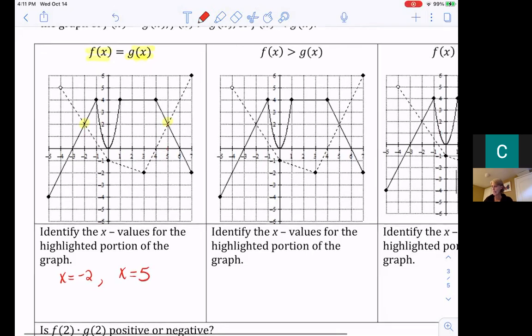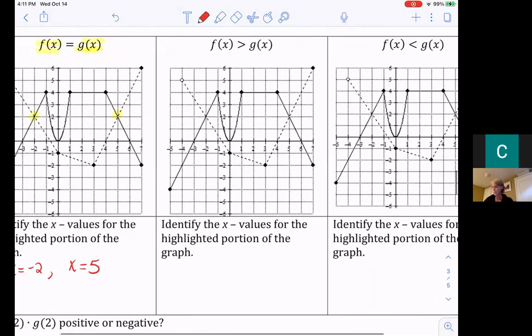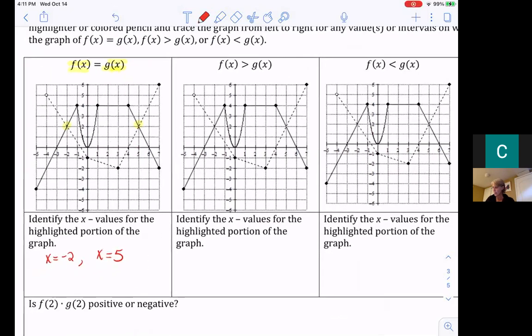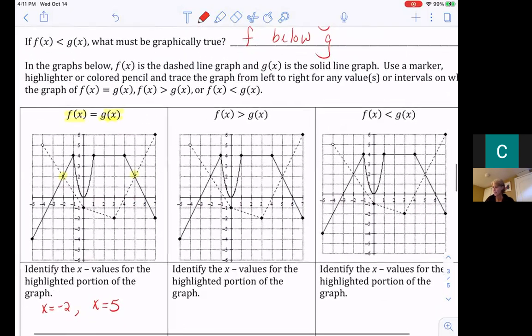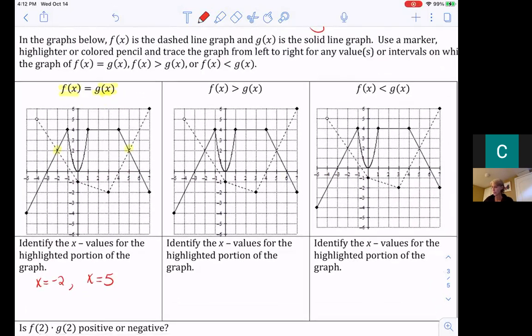In the next example, we want to identify the x values for the highlighted portion of the graph for which f of x is greater than g of x. So I just want to remind myself, f of x is the dashed line. So I want to know wherever the dashed line is above the solid line. There's my f of x is greater than g of x in those two portions of the graph.